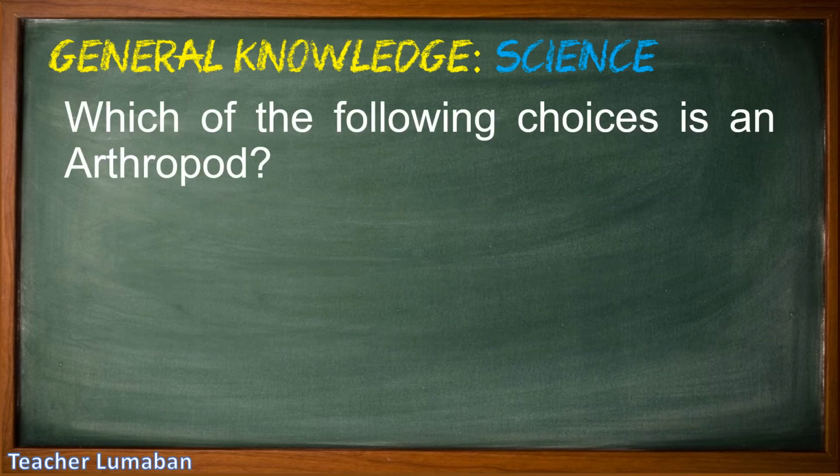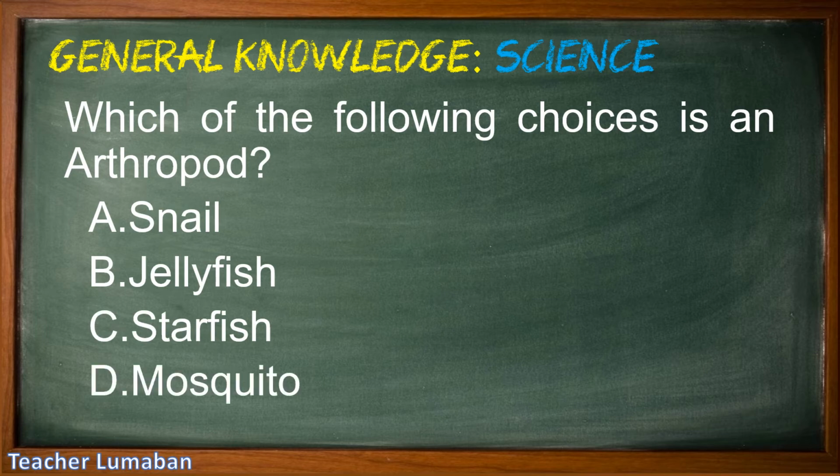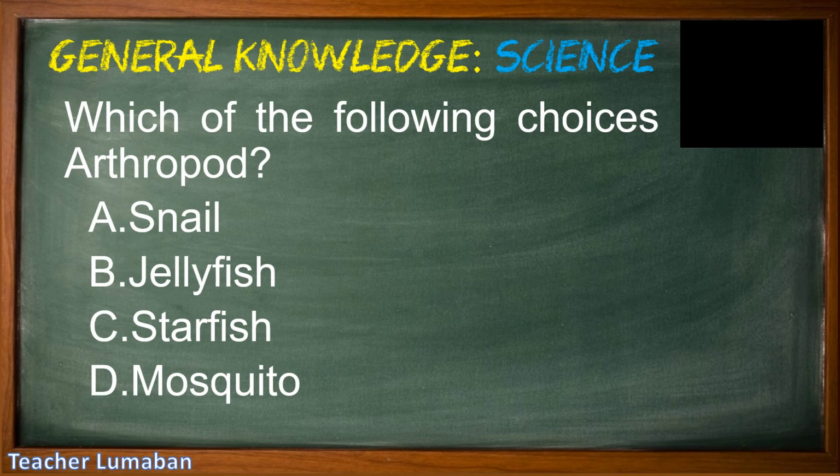Which of the following choices is an arthropod? Letter A, snail. Letter B, jellyfish. Letter C, starfish. Letter D, mosquito. Please choose the suitable answer to the following choices in 5 seconds.